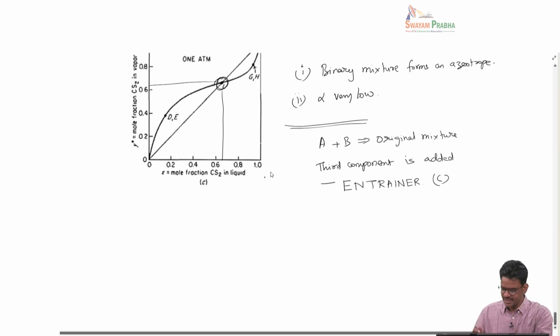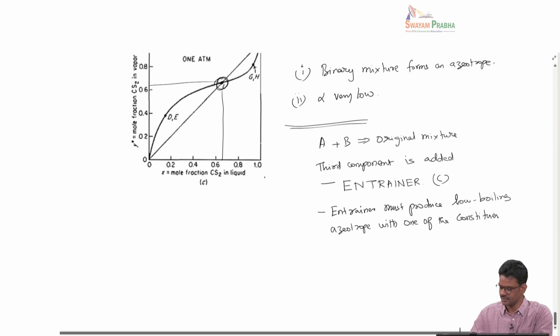And so let me also write it here, that the entrainer must produce or form a low boiling azeotrope with one of the constituents of the original mixture. Now let us take an example and then illustrate this idea.